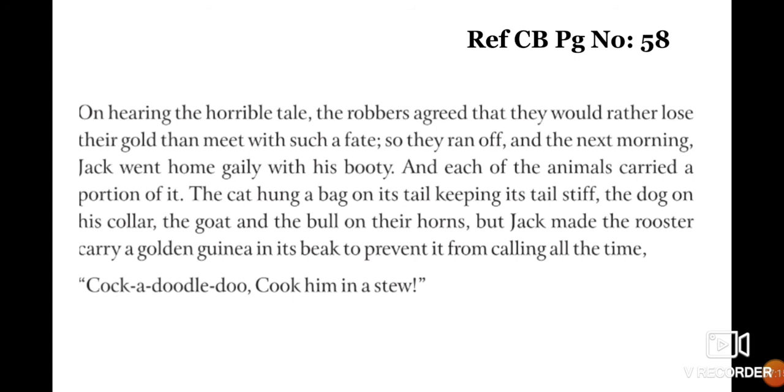The cat hung a bag of gold on its tail, keeping it very stiff, and the dog on his collar, the goat and the bull on their horns. But Jack made the rooster carry a golden guinea in order to prevent it from calling all the time cock-a-doodle-doo, cook him in a stew.